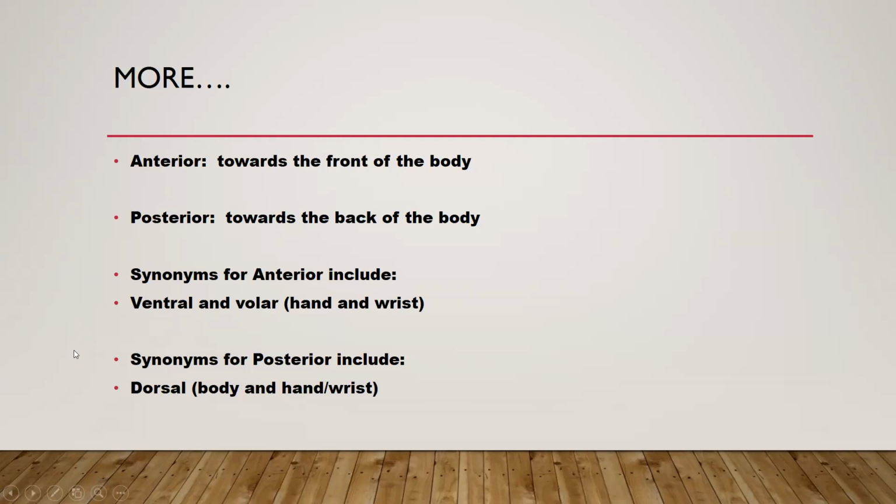Here's a few more. Anterior versus posterior. This one's kind of self-explanatory. Anterior means the front side of the body. Posterior means towards the back side of the body. Again, some words that mean the same thing. Anterior includes ventral or volar. So the anterior portion of maybe the hand and wrist versus posterior, dorsal. I always think of this one like the dorsal fin on the shark. So the back fin, the back side of the body, if that helps you, great. If it doesn't, disregard, but hopefully that helps paint a picture.